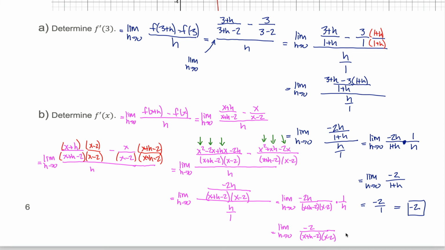The good thing about this limit is it's easy to evaluate. I can change all the h's into zeros. I couldn't do that up here, because if I change all the h's into zeros up here, I'm dividing by 0. But down here, if I change all the h's into zeros, I get negative 2 divided by x minus 2, because this h is a 0, times x minus 2. In other words, I get negative 2 divided by x minus 2 squared. f prime of x is equal to negative 2 over x minus 2 squared.